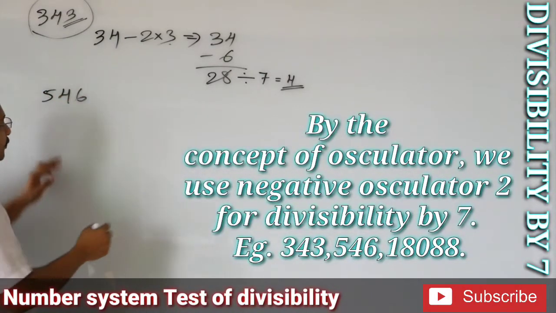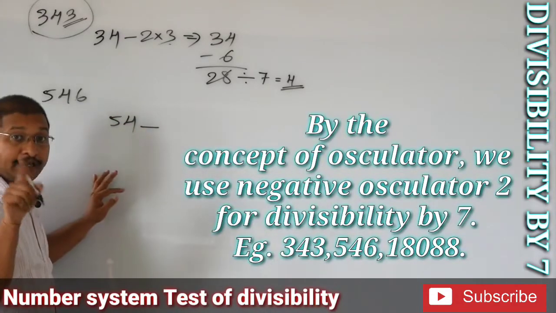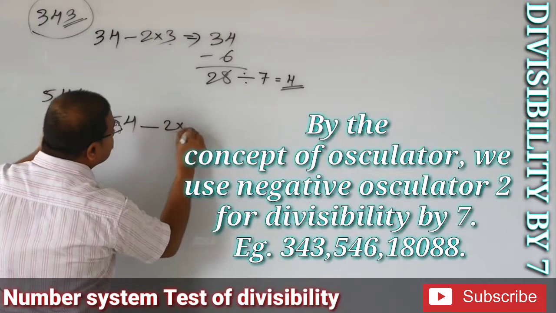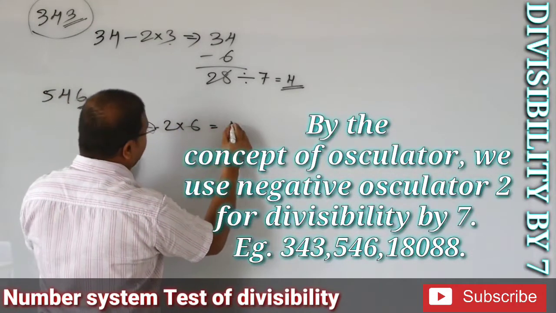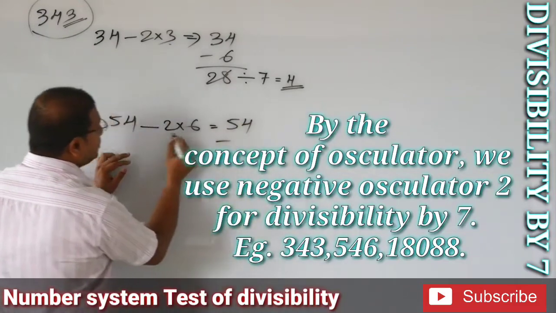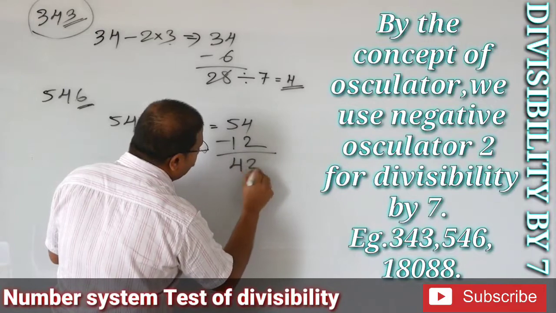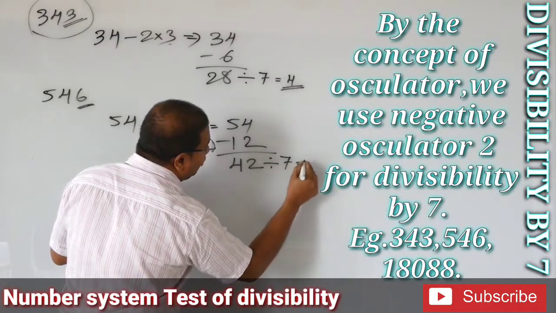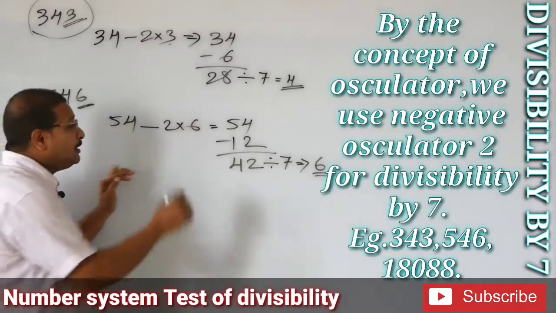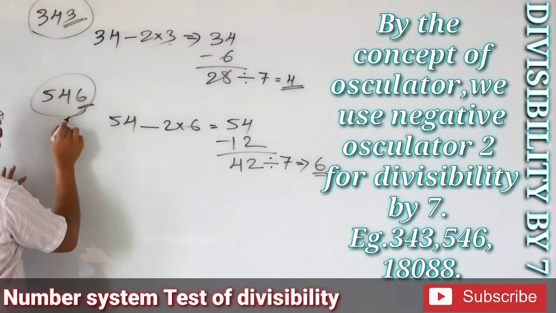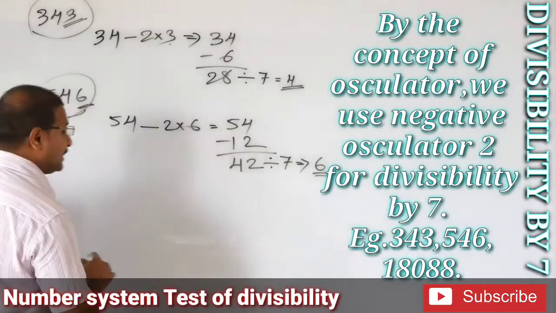546. Now what will you do? See, first write 54, minus the negative oscillator 2, that means 2 into 6. This equals 54 minus 6 2s are 12. That means you get 42. 42 divided by 7, what will you get? That is 6. 6 7s are 42. That means 546 is divisible by 7. Ready? So let's see the next number.